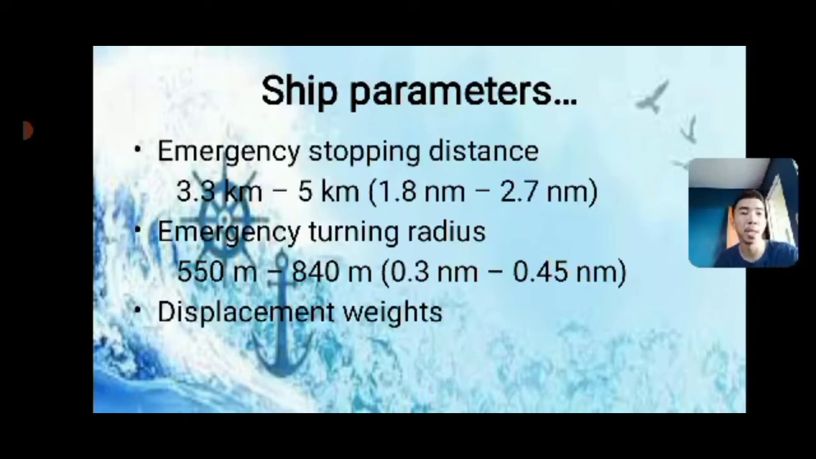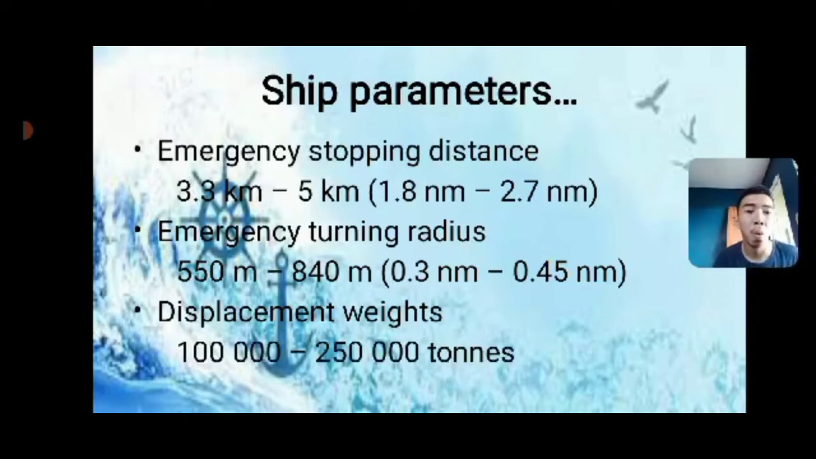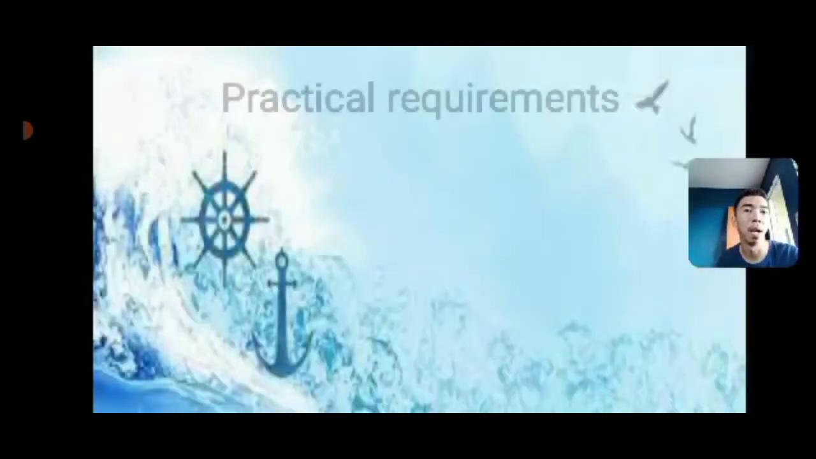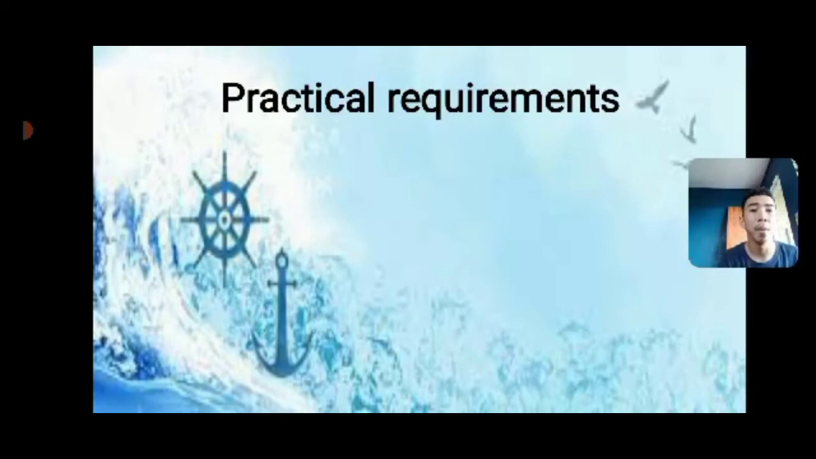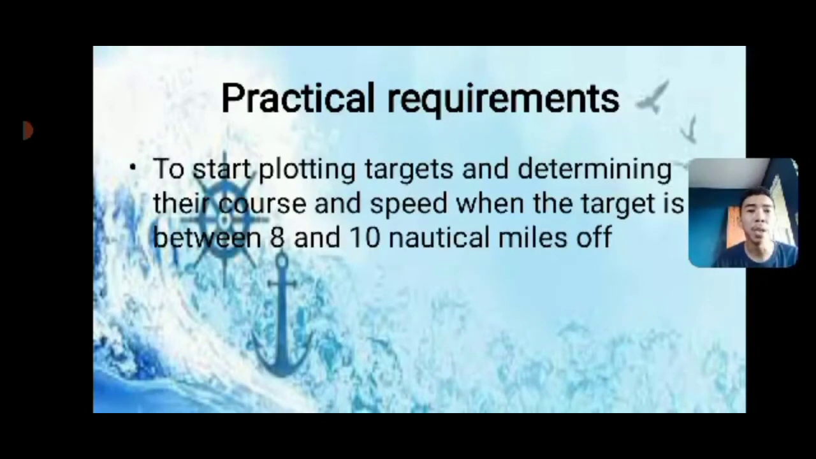Displacement weights 100,000 to 250,000 tons. Practical requirements: start plotting targets and determining their course and speed when the target is between 8 and 10 nautical miles away.